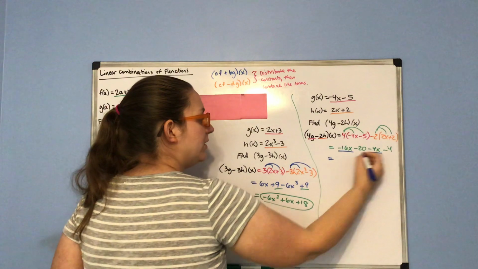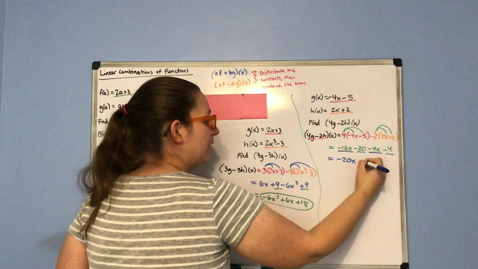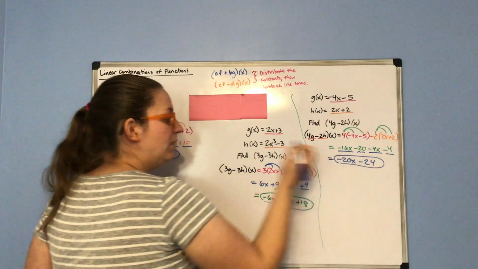16 minus 4 gives me 20x. 20 minus 4 gives me 24. I've combined as much as I can, so I am finished.